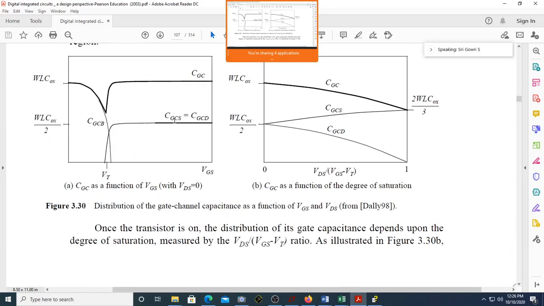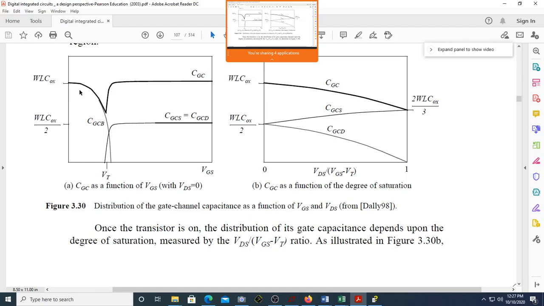You can see both CGCS and CGCD. This gate to channel capacitance towards the source side is half of the earlier value, and this towards the drain is also half. The summation of these is still Cox into W by L. You can see gate to channel capacitance still remains the same throughout the region of operation, whether it is in cutoff or switched on. So gate to channel capacitance is the same.